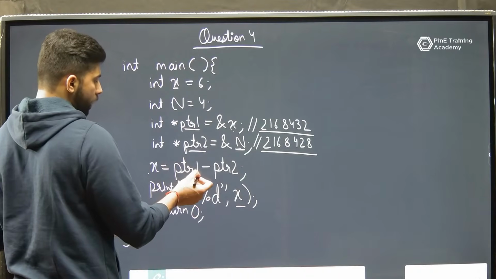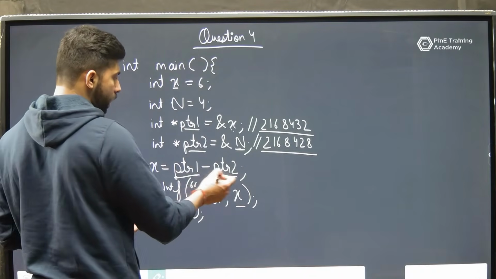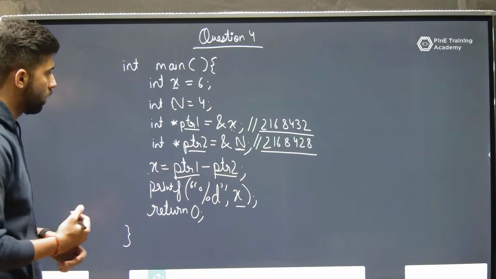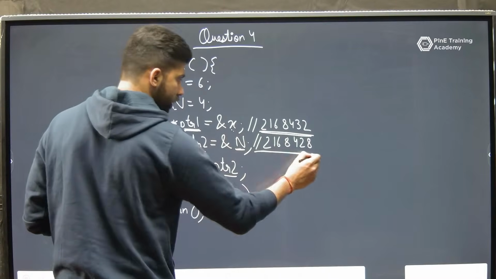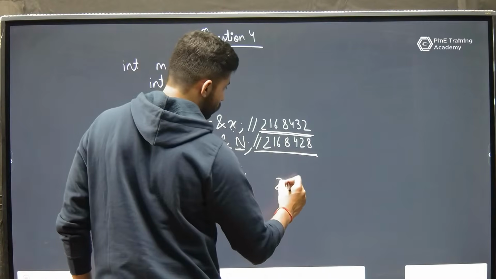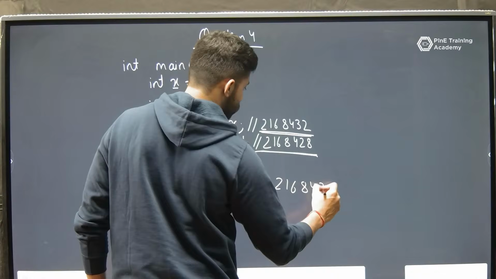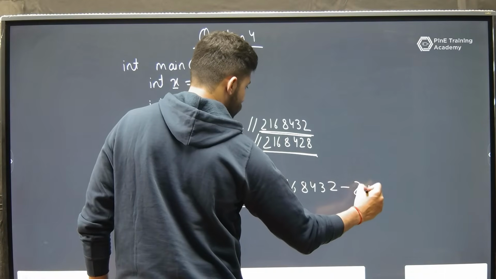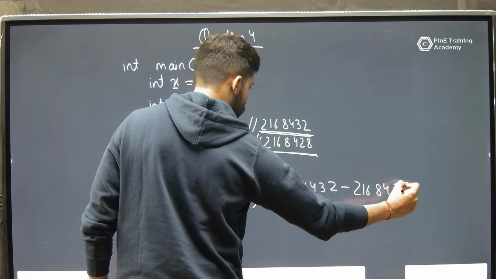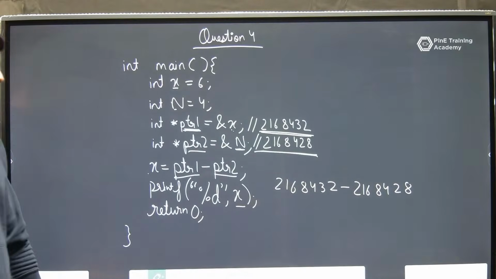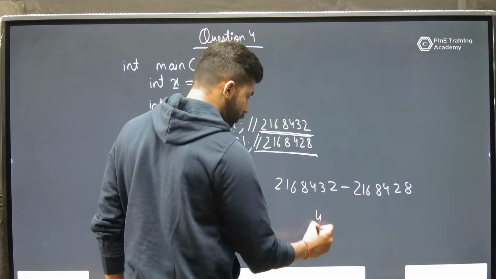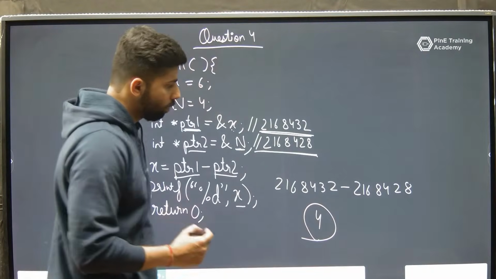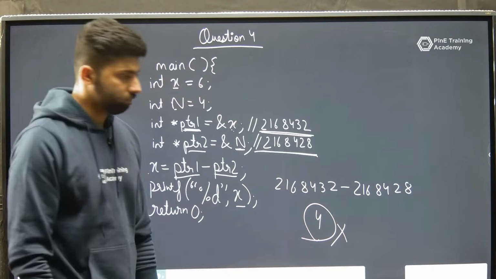Okay, here we are trying to subtract ptr1 and ptr2. The value stored in ptr1 is this and ptr2 is this. That means I'm actually trying to do this, right? And many students will give the answer 4, which will be wrong.